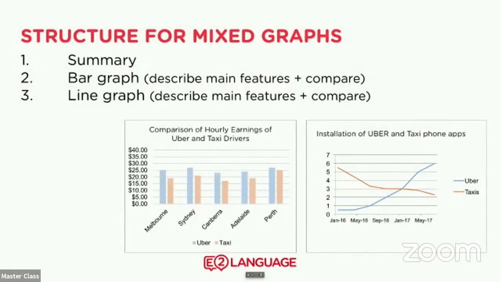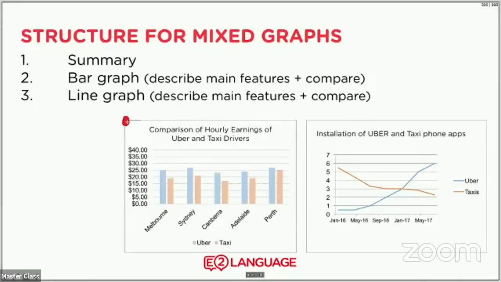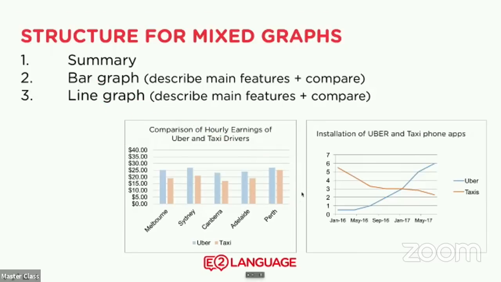Let me show you this one here, because you may get a mixed graph on test day. For example, you may get a bar chart plus a line graph. So how would you possibly structure this? Well, if you get a mixed graph like this, you'll want to write a summary sentence. Then you'll want to just describe the bar graph, the main features, and then compare the data within that. Then you'll describe the line graph in a separate paragraph, describe the main features and compare the data in that.